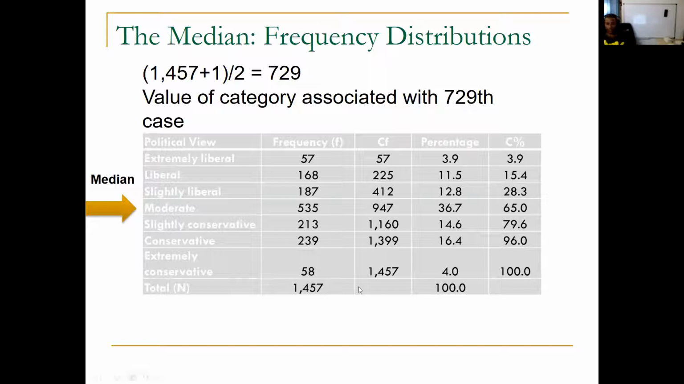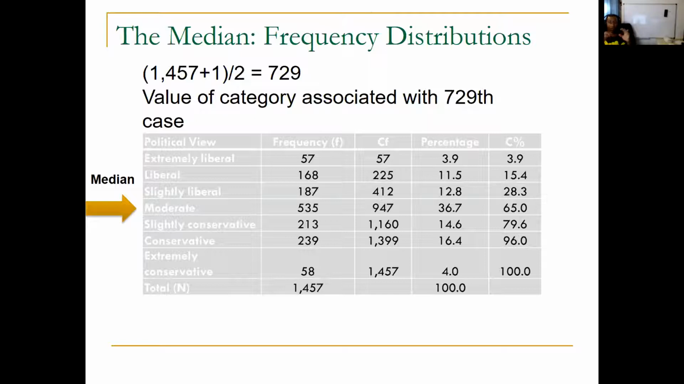So we know that the n is 1,457. We add 1 to it, we get 1,458. Then we divide that by 2 and we get 729. So we're looking for the 729th number. That's the number that's going to divide the distribution. Half the scores are above, half the scores are below.